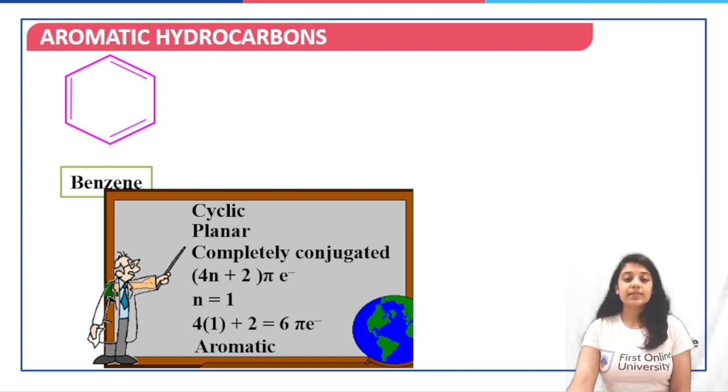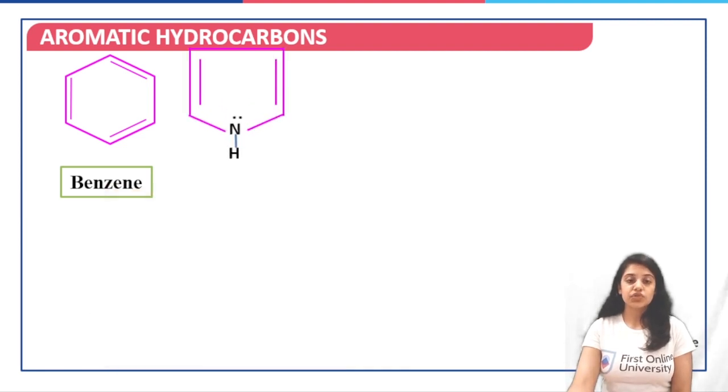So these 6 pi electrons and all these conditions, cyclic, planar, completely conjugated, and the presence of 6 pi electrons makes benzene an aromatic compound. The next structure that we have is that of pyrrole.